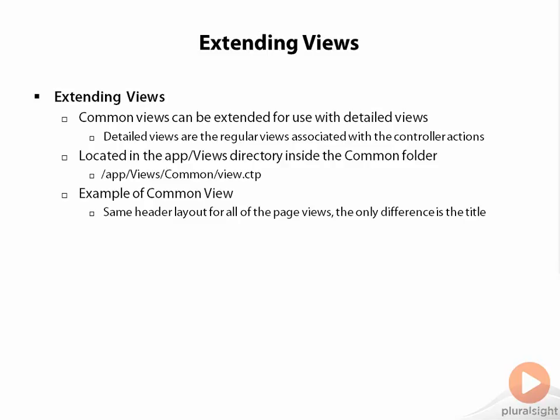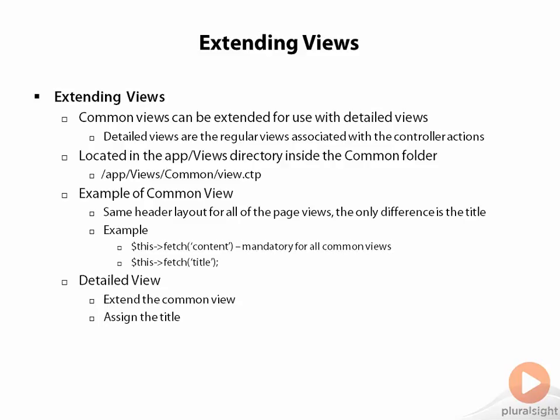An example for use of a common view is that each normal view or detailed view has the same header code, and the only thing different is the title inside the code. In order to extend the view, each common view must have a fetch content block of code. We will also need to add another fetch block to the common view layout, this time giving it a detailed name of what it's going to hold. In our detailed view, we will need to add 2 lines of code, 1 to extend the common view, and 2 to assign the title. Here's an example of what the code would look like.